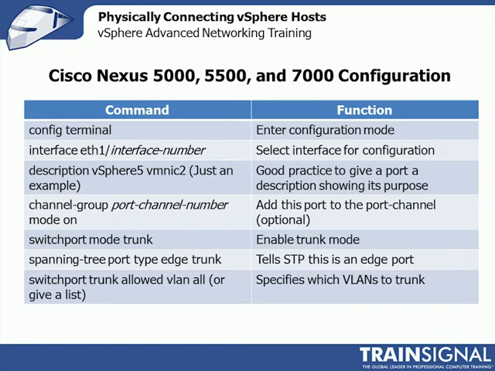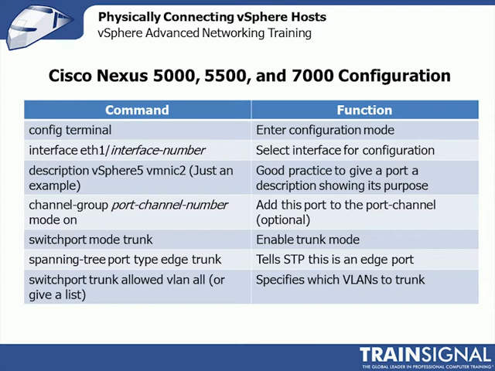So first we'll do a configuration example for the Cisco Nexus 5000, 5500, 7000, really anything in NX-OS. And I'll do one for IOS, since those are the most common that you'll see. So it's a pretty simple configuration if you've ever used a Nexus device. Go into terminal mode, config terminal. Then we pick the interface that we're going to configure. Give it a description. I'm a big fan of putting the vSphere host name and the VM NIC that we're going to plug in here.